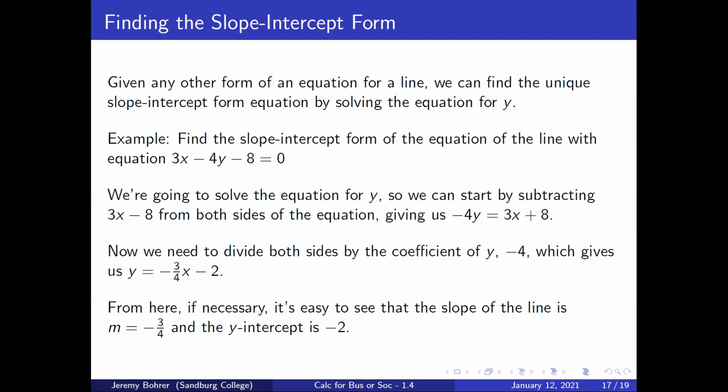Yeah, I did that wrong. I apologize. My slope is wrong here. So now we need to divide both sides by the coefficient of y, -4, which gives us, this is going to be positive 3/4 x plus -2. So from here, if necessary, it's easy to see that the slope of the line is m equals 3/4 and the y-intercept is -2. And I will fix that before I post the slides for you guys to review.